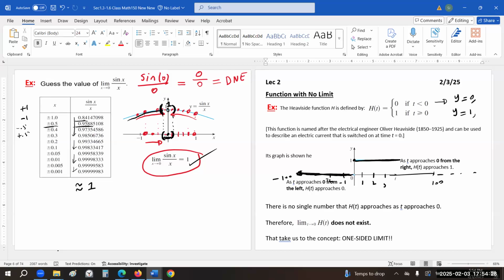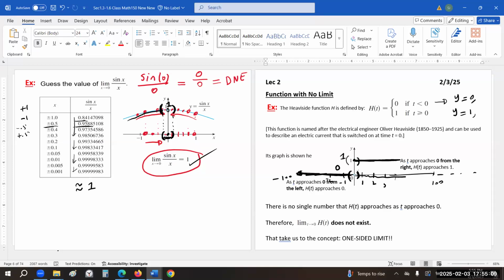Why not? Because when you are in the neighborhood of 0, look at the left side. The left side is giving you the y value 0. But look at the right side. For this neighborhood, we have our y value here. Now our y value is closer to 1. Y value is 1 when our x values are bigger than 0. But when x is smaller than 0, our y value is 0.